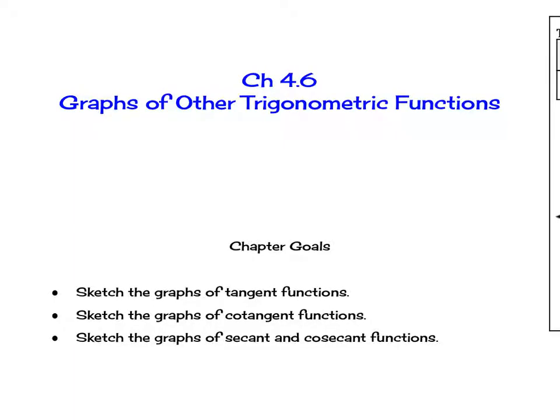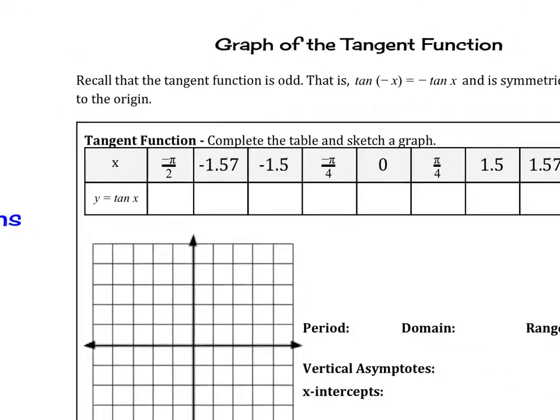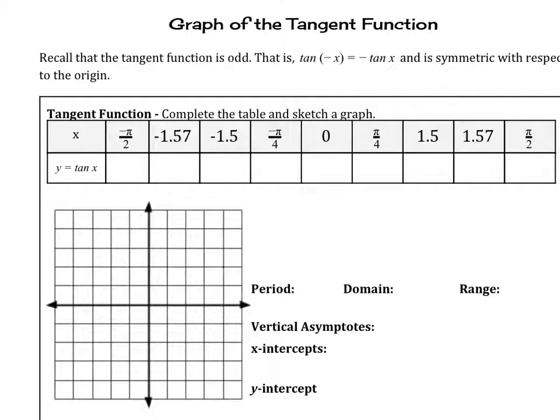Chapter 4.6, we're looking at graphs of other trigonometric functions. We're going to sketch the graphs of tangent, cotangent, secant, and cosecant functions. So let's take a look at tangent. Recall that the tangent function is odd.